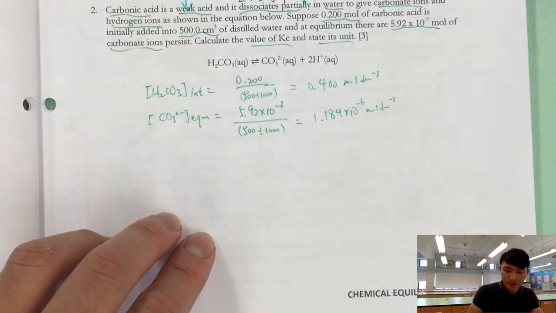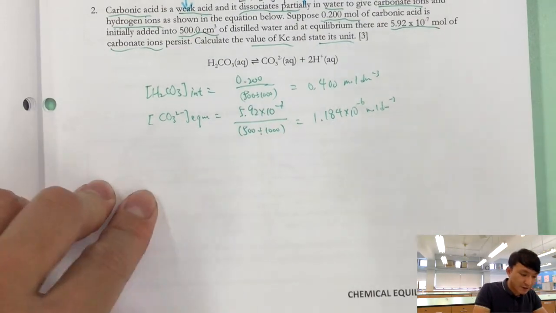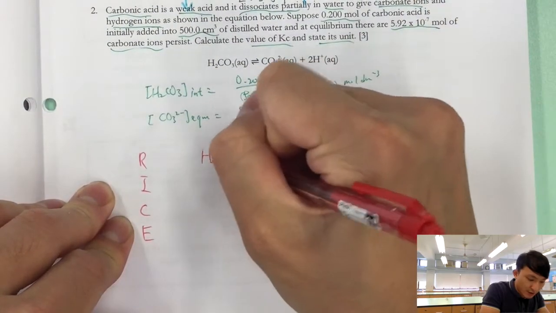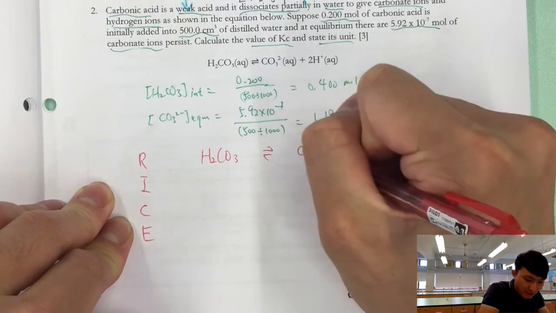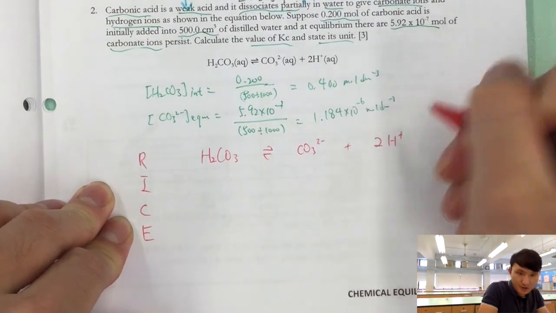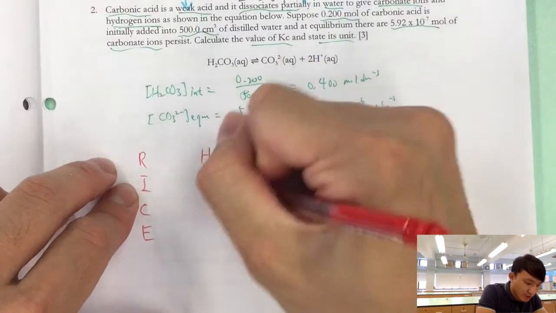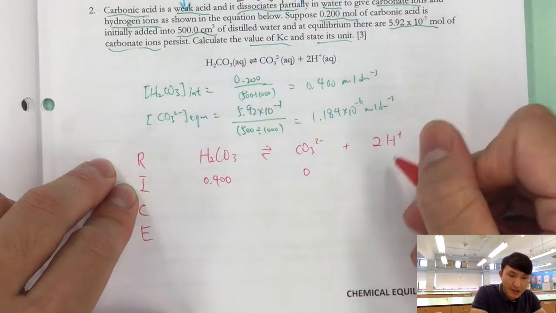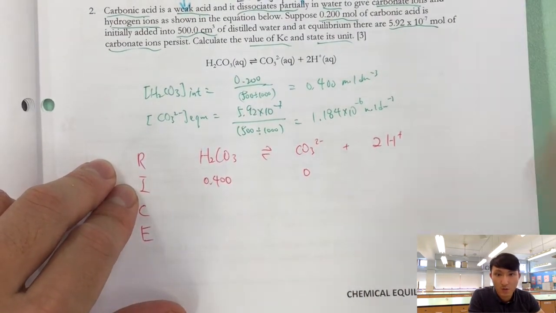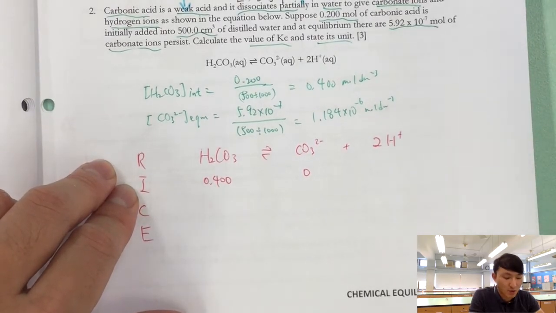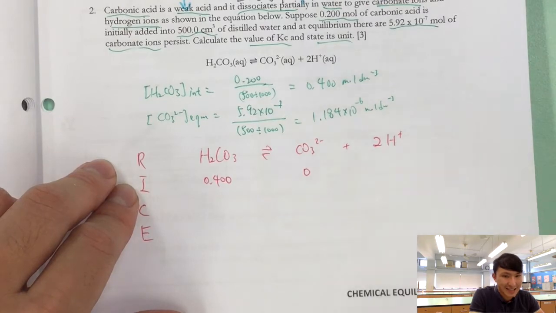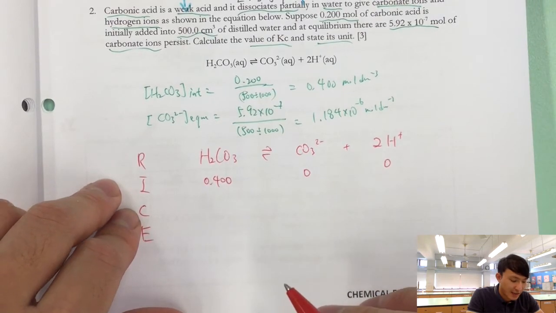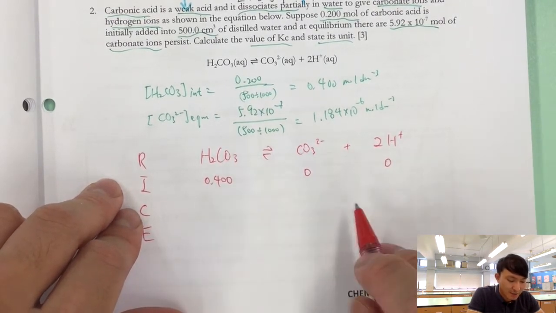Now, the next step is to construct the RICE table, isn't it? The RICE table. So, copy the equation down as the R. So, H2CO3 becomes CO3 2-, and 2 H plus. Okay? The initial concentration here is 0.400. We don't have any carbonate. Now H plus, even though in pure water we have some H plus, the quantity is so small that we can neglect it. Okay, so we just assume that it is 0. All right. Now, again, changes. We'll let it empty at the moment.